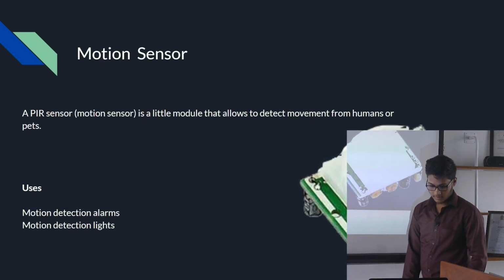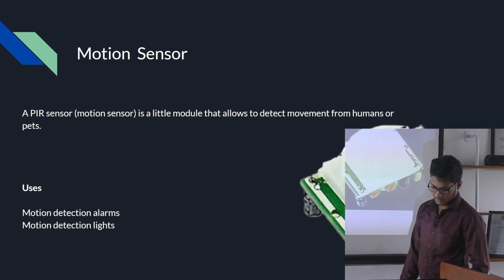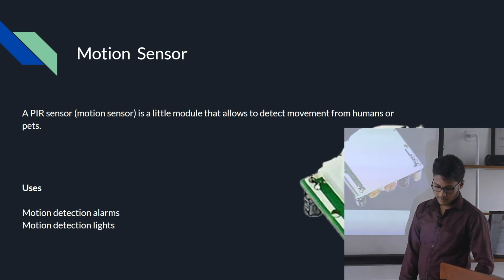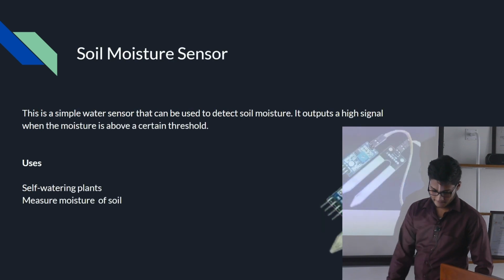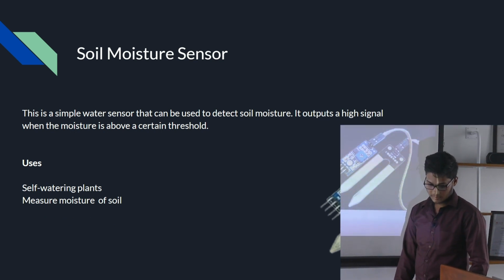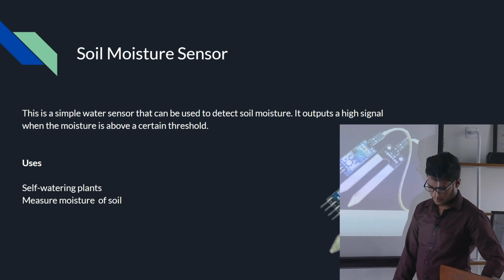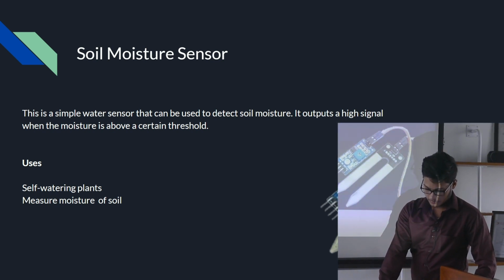This is motion sensor. This is used to detect movement from humans and pets. We can build motion detection alarms, motion detection lights by using this sensor. This is soil moisture sensor. We can detect the amount of soil moisture by using this sensor, and also we can develop self-watering plants by using this sensor.